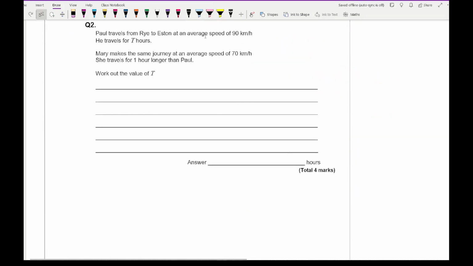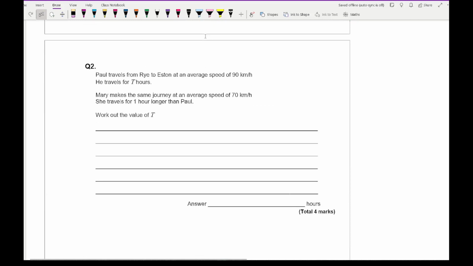Then moving on to question 2, it says Paul travels from Rye to Weston at an average speed of 90 kilometers per hour. He travels for T hours. Mary makes the same journey at an average speed of 70 kilometers per hour. She travels for 1 hour longer than Paul. And the question is asking us to work out the value of T.